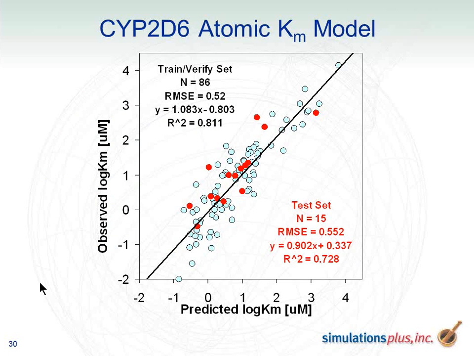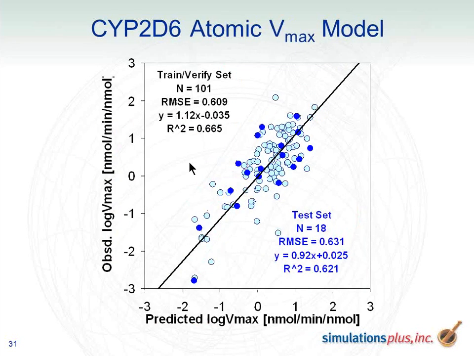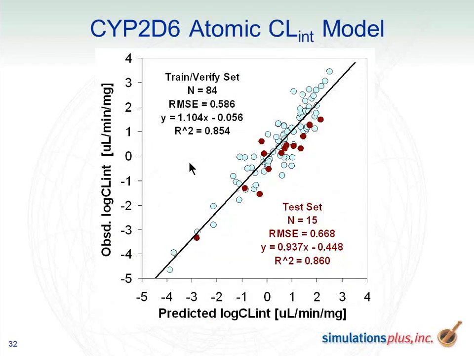This slide shows the results of our KM model for 2D6. So here we have the observed values on the y-axis and the predicted values on the x-axis. The data set contains roughly 100 atomic sites, and again we get pretty decent statistics with an R-squared of 0.8. This next slide shows the similar graph for the Vmax prediction, or the Vmax model, and then finally the clearance model for these compounds. And again we get a nice R-squared.